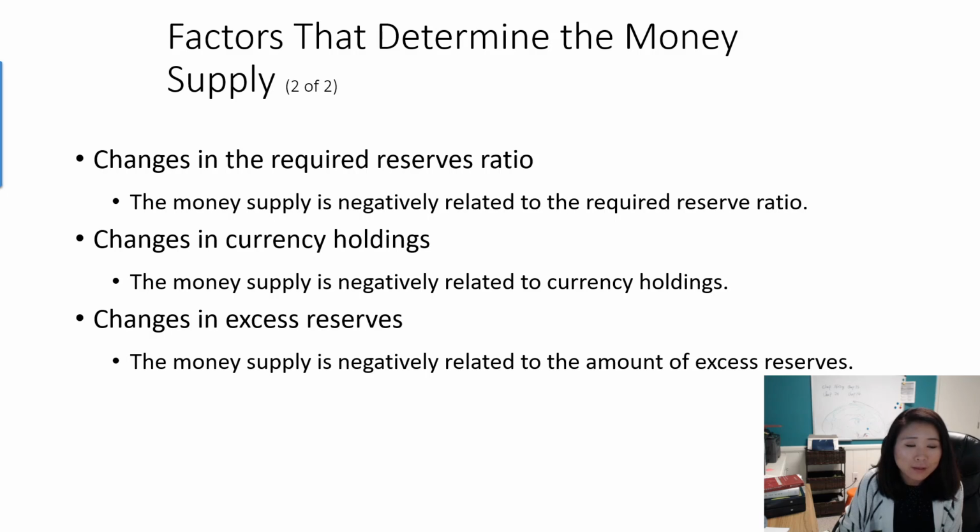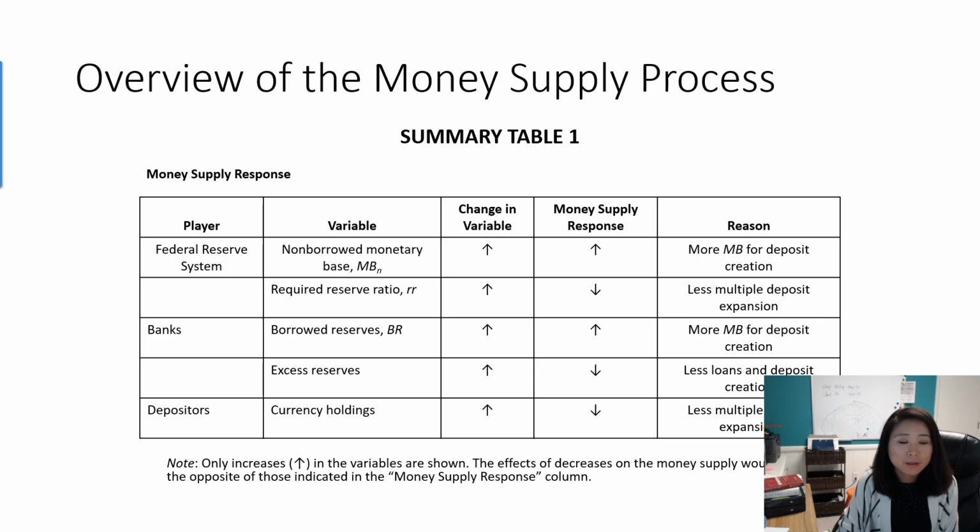So therefore, the money supply will be relatively decreased. So therefore, the money supply is negatively related to the amount of the excessive reserve. To summarize what we learned, if the Federal Reserve System increases the non-borrowed monetary base, that will increase the money supply. And for the commercial banks, if they increase their required reserve ratio, the money supply will decrease.